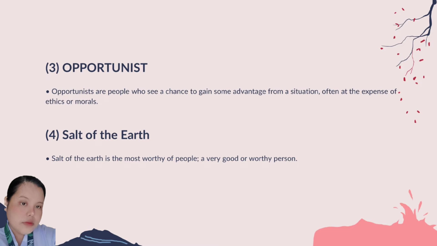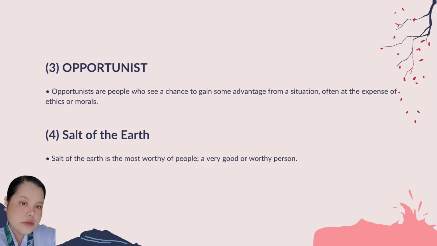The next is salt of the earth. It is the most worthy of people, a very good or worthy person. If you describe someone as salt of the earth, you have a lot of respect for them as a type of person who deals with difficult or demanding situations without making any unnecessary fuss.